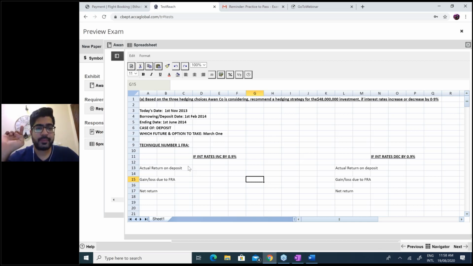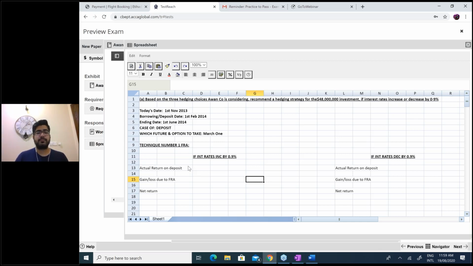See my fingers. When do you plan to borrow or deposit? 1st Feb. And you plan to borrow or deposit from 1st Feb till when? 1st June. Today's date is 1st November. You plan to borrow or deposit on 1st Feb. 1st November to 1st December, 1 month. 1st December to 1st Jan, 2 months. And 1st Jan to 1st Feb, 3 months. You need to borrow or deposit after 3 months.